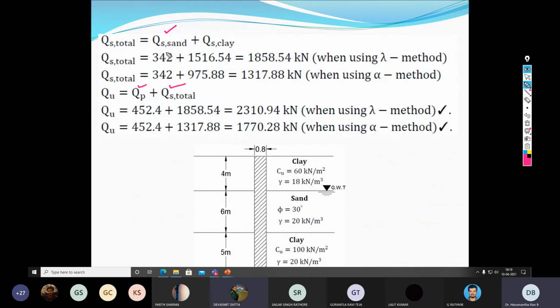Sir, from QU, should we deduct the self weight of the pile? No, that is not required. Self weight we can ignore, because when you are constructing the pile, you are replacing the equivalent volume of soil. So if you effectively deduct the self weight of the concrete against the self weight of the soil, what you get is nothing. So that is the reason we normally ignore the self weight of the pile.